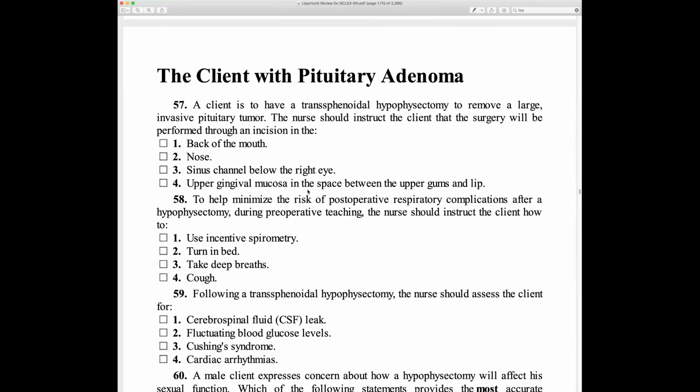Okay, question 57. A client is to have a transsphenoidal hypophysectomy to remove a large invasive pituitary tumor. The nurse should instruct the client that the surgery would be performed through an incision in the back of the mouth, nose, sinus channel below the right eye, or upper gingival mucosa in the space between the upper gums and lip?